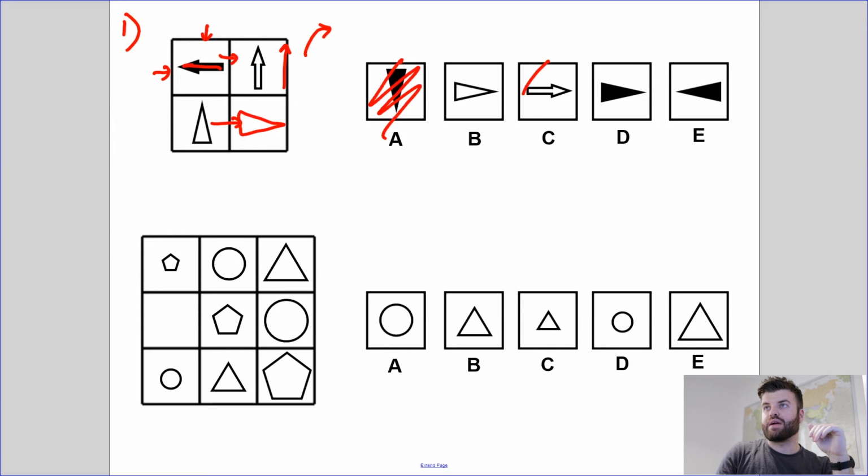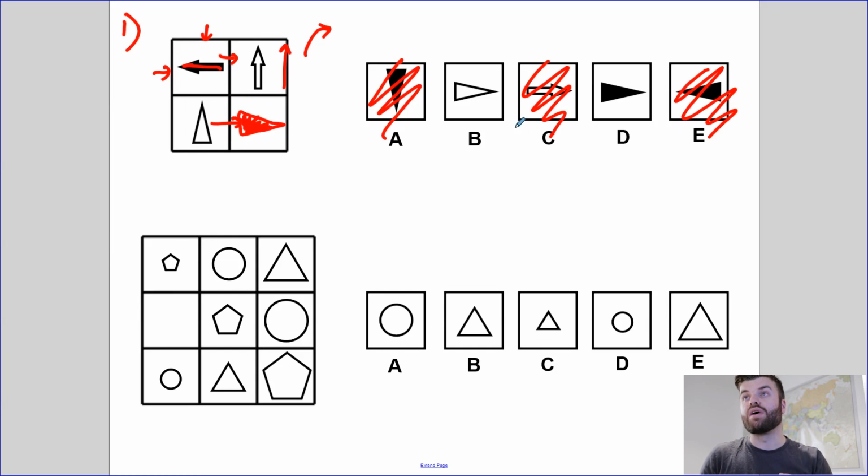So we can get rid of A, we can get rid of C, we can get rid of E. Well, there's still 2 options. We have to invert our colour. Black went to white, so white will have to go to black. Now we've got our 2 rules. Can you see how it's almost like transformation and sequences in one? And that means that our answer has to be D.